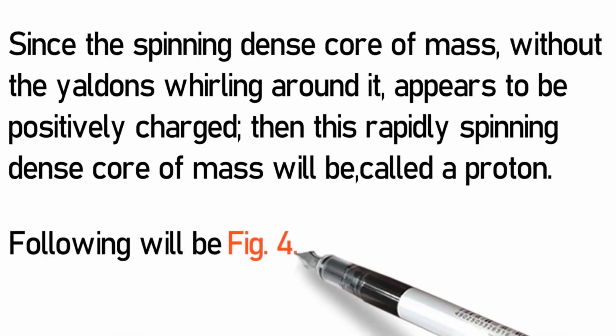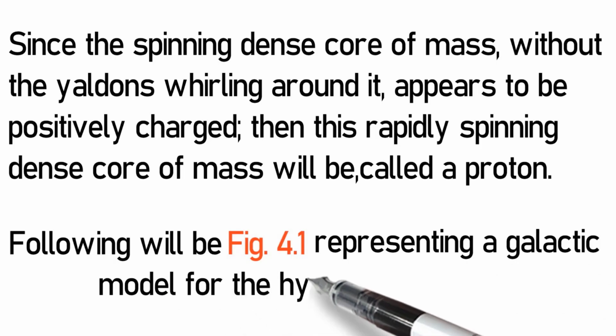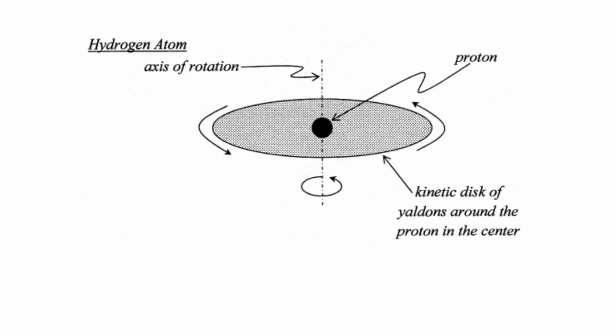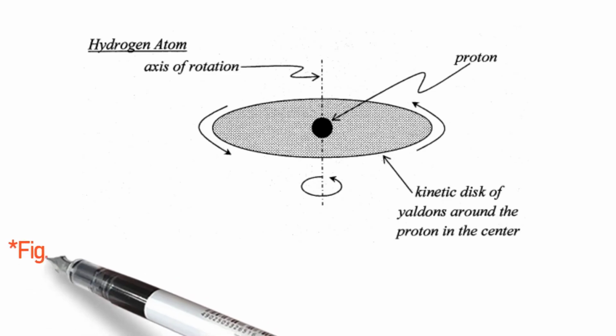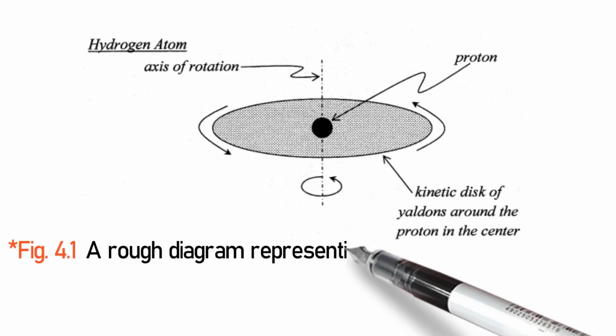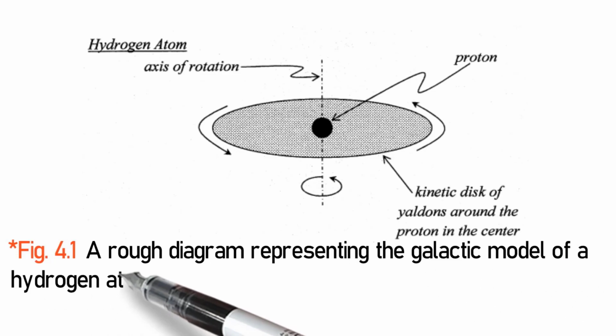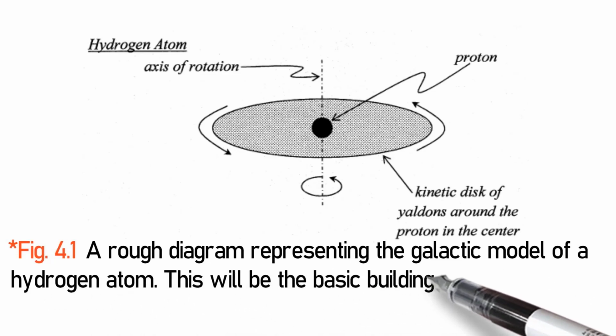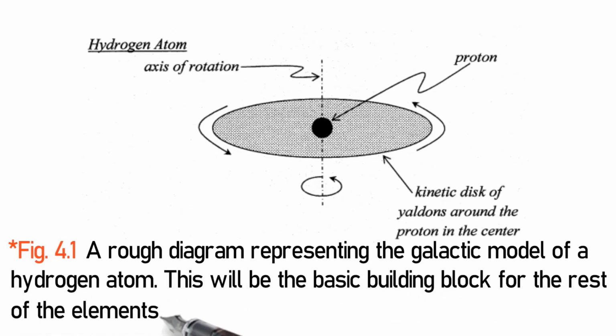Following will be figure 4.1 representing a galactic model for the hydrogen atom. Kinetic disk of Yaldons around the proton in the center. Figure 4.1. A rough diagram representing the galactic model of a hydrogen atom. This will be the basic building block for the rest of the elements.